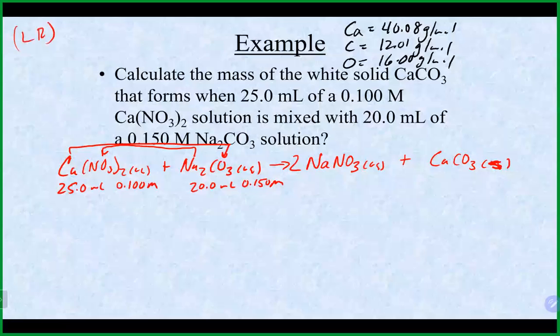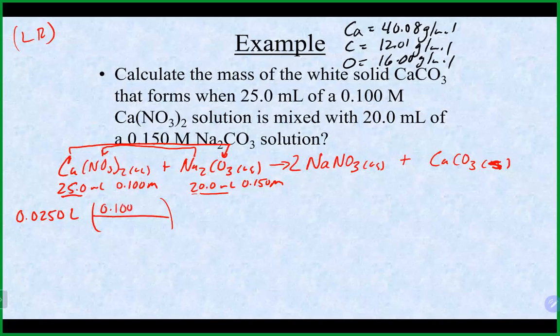So the first thing we're going to do is convert these guys to moles. So we're going to convert both of these volumes into liters, so we're not off by a factor of 1,000. So for the calcium nitrate, that's going to give us 0.025 liters times the molarity, which is 0.1 moles per liter of our calcium nitrate. 0.025 times 0.1 gives us 0.0025 moles of calcium nitrate.